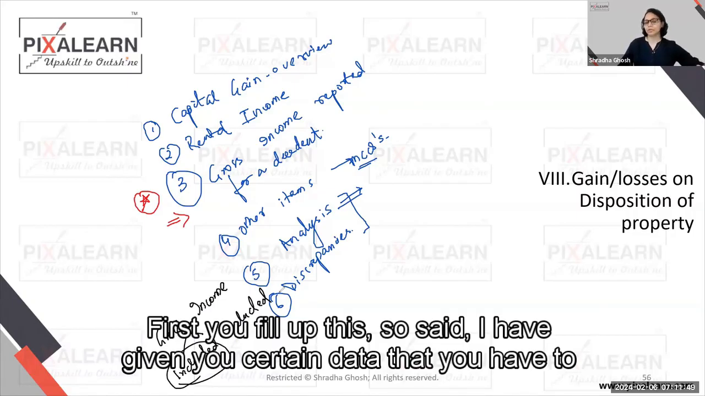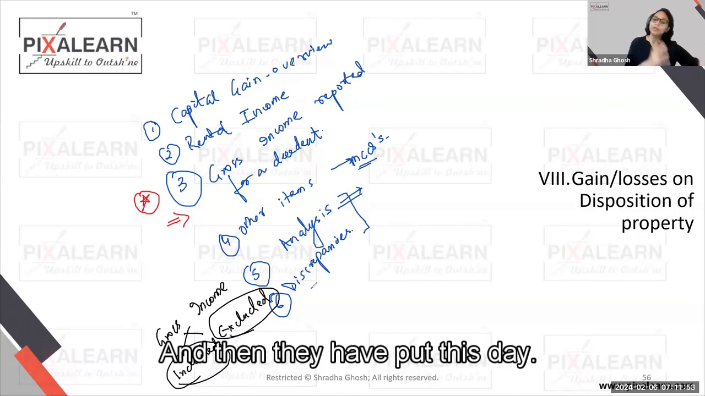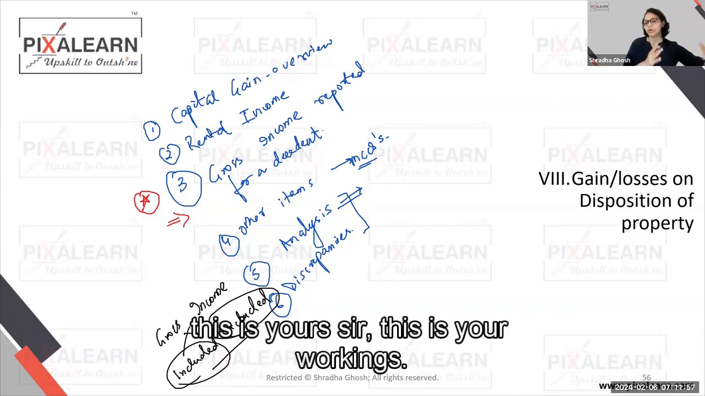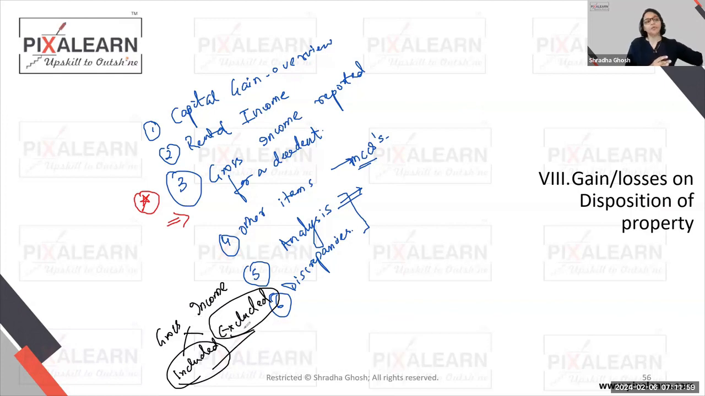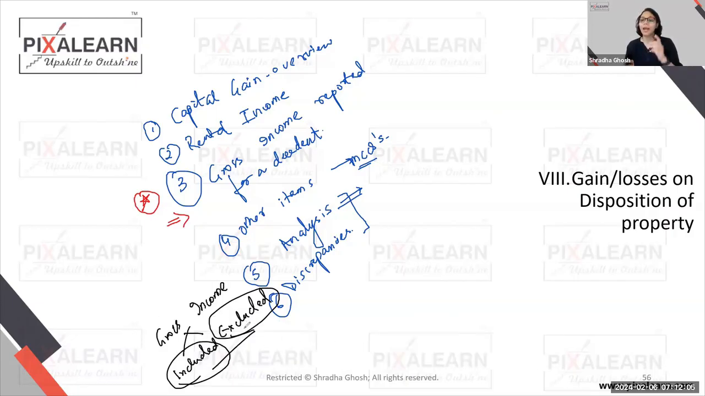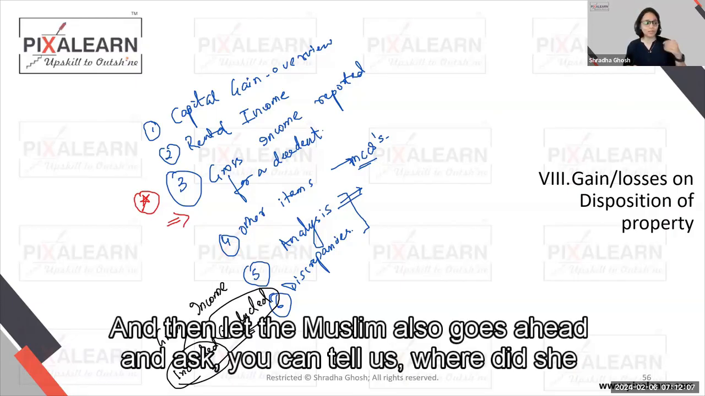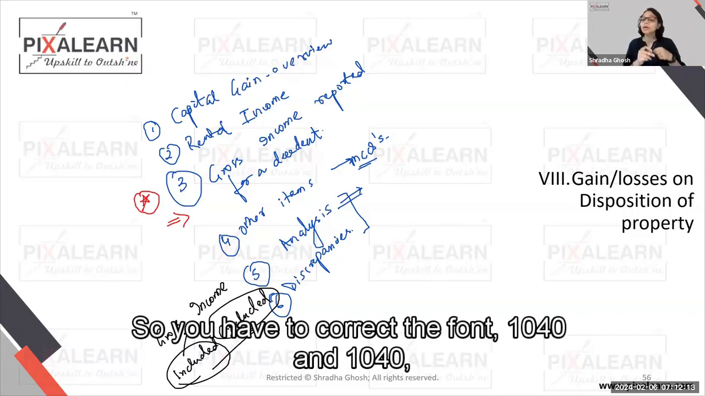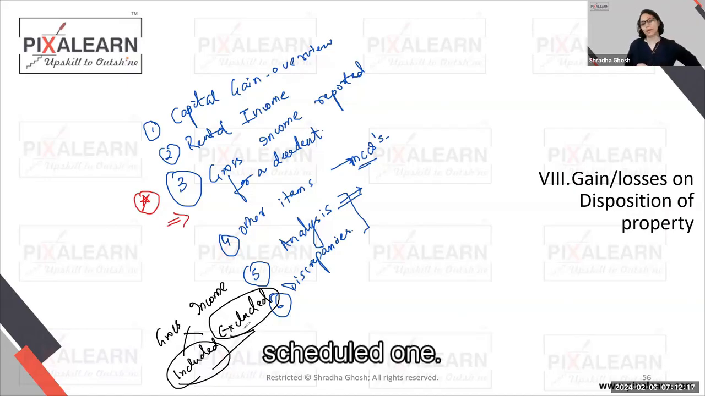First you fill up this, so I've given you certain data that you'll have to fill up, and then they have put this data. So this is not something that is asked of the question, guys. This is your workings. From here you will have to flow that data into the actual form 1040, into the actual schedule 1, and then the sim also goes ahead and asks you, tell us, where did she make that mistake? What were the areas in which the mistakes were done? So you have to correct the form 1040 and 1040 schedule 1.